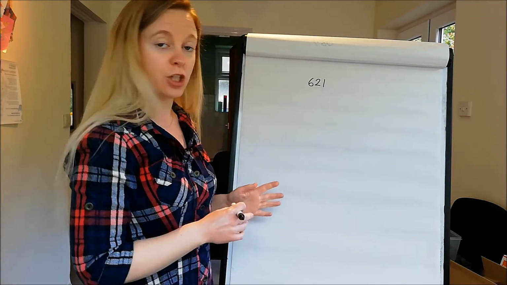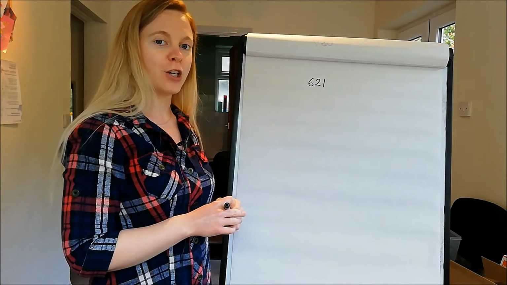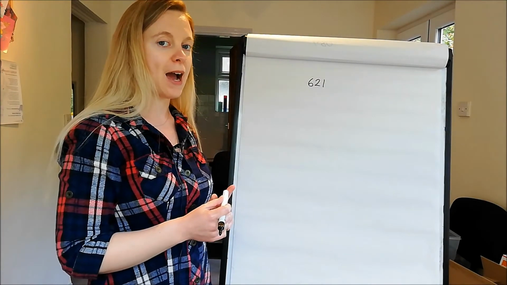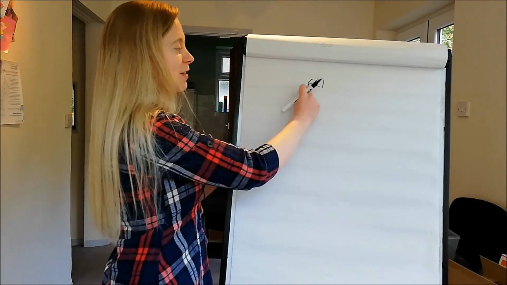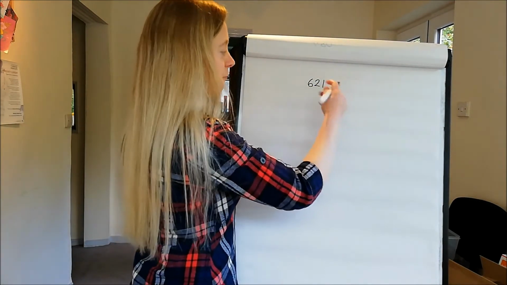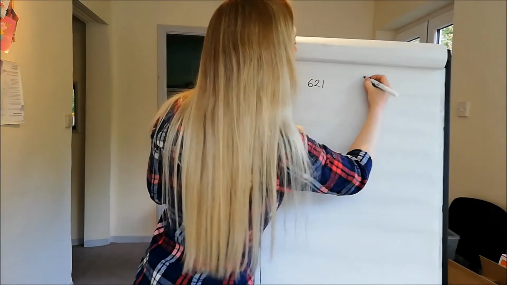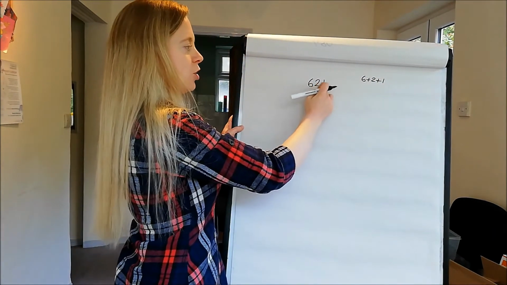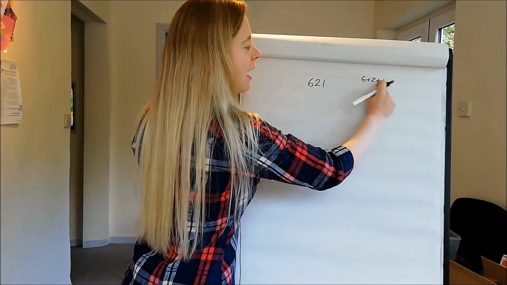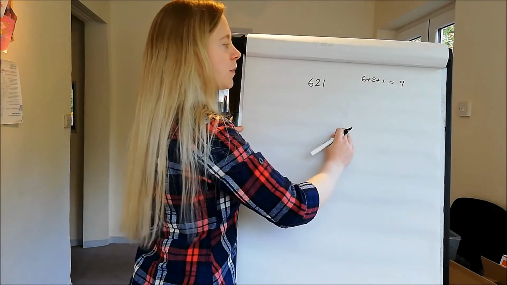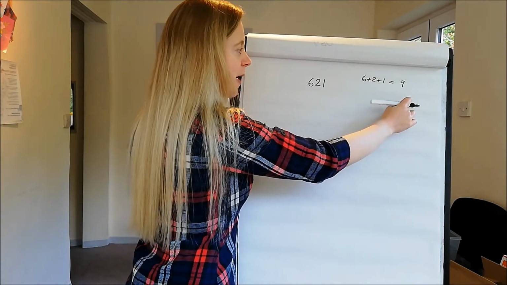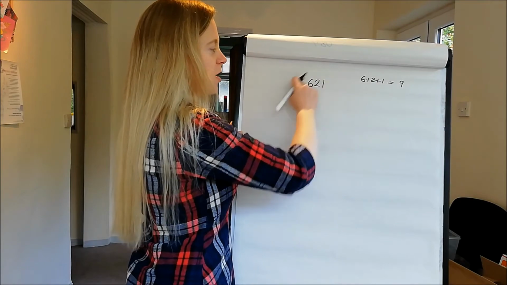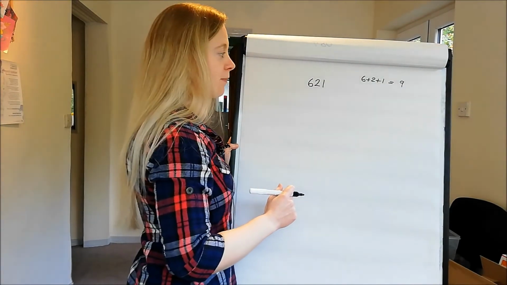Now, there's a test you can do. Some of you might already know it. You can do what's called the digits test to check if a number divides by 3 or by 9. And what we do is we add up the digits of a given number. So if we have 621, if I add up 6 and 2 and 1, I get 9. And 9 does divide by 3. So I know at a glance that 621 definitely divides by 3.